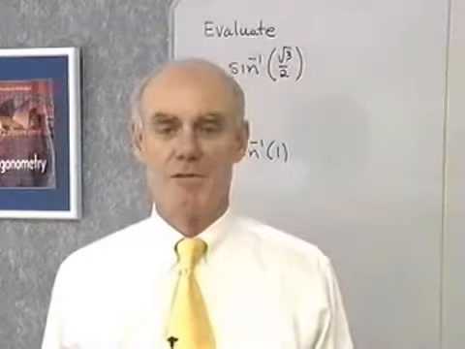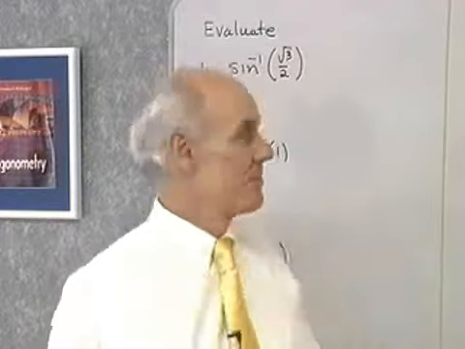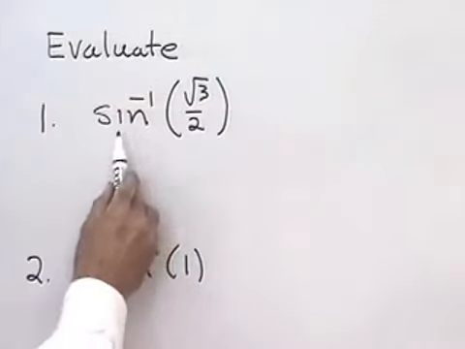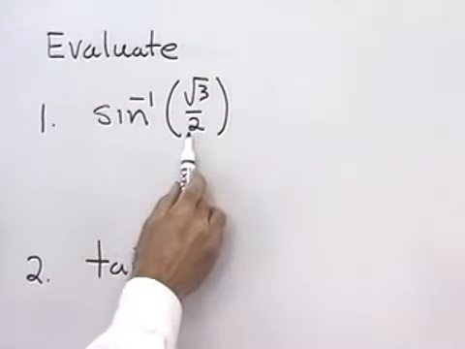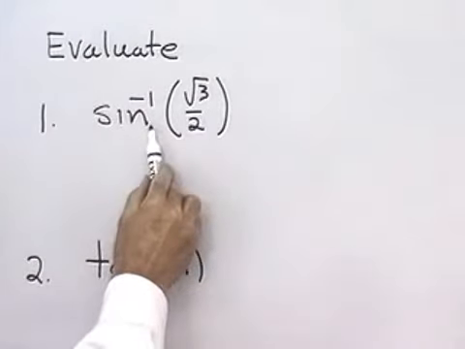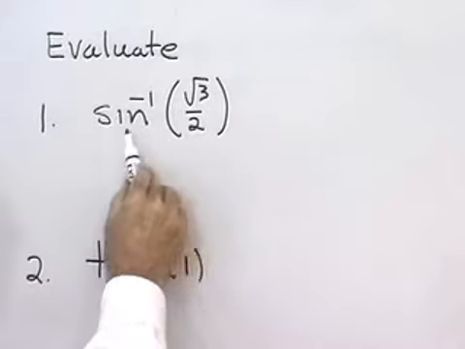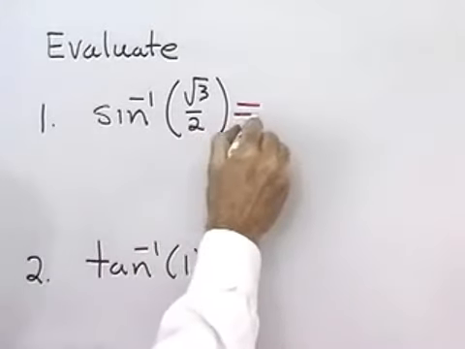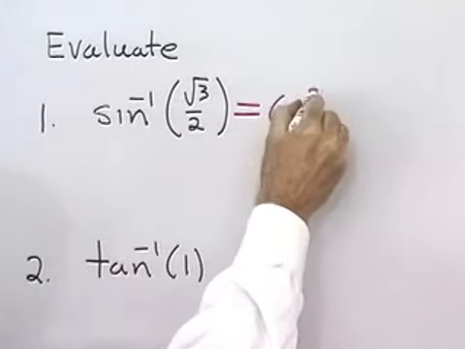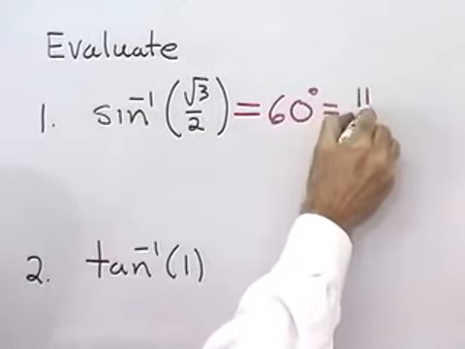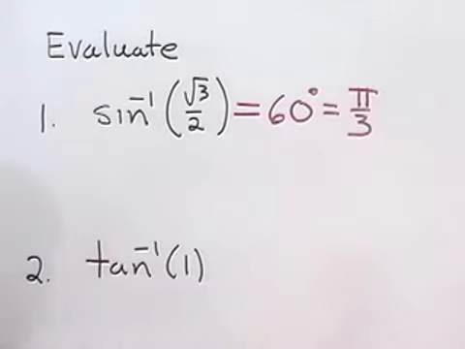Let's look at some problems that involve inverse trig functions. Our first one says evaluate inverse sine of square root 3 over 2. Now this notation stands for the angle between negative 90 and positive 90 whose sine is square root 3 over 2. So if we say that to ourselves, we know that this angle must be 60 degrees in degree measure or pi over 3 in radian measure.